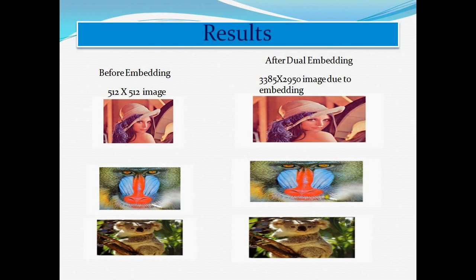Now we go on to the results. These are the test images which are taken into consideration, and these are the images after the steganography is performed. As you can see, a 512 cross 512 image is taken as a test image, and we are obtaining a 3085 cross 2950 image due to embedding of data in it. So we can see the difference here. The next part will be covered in the second video.